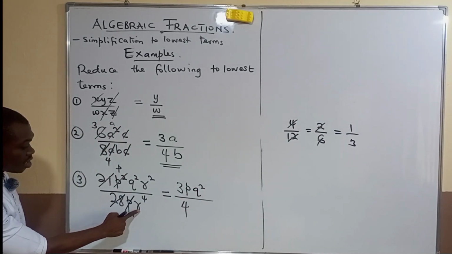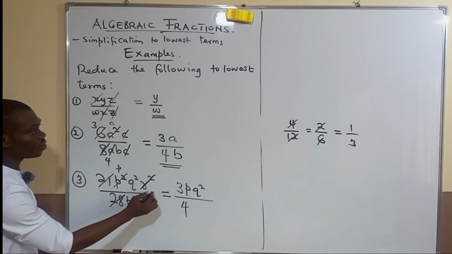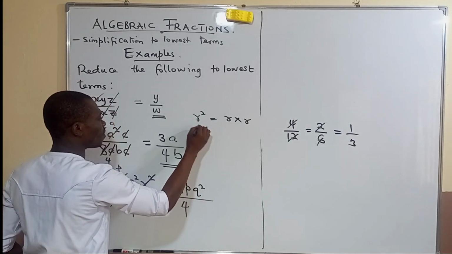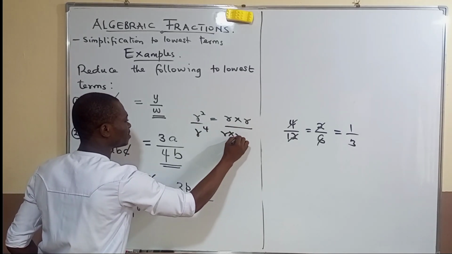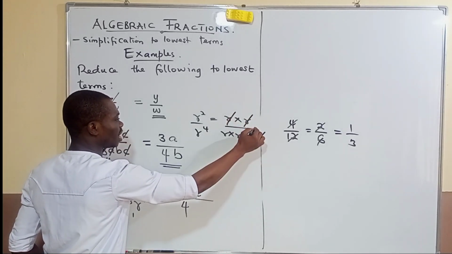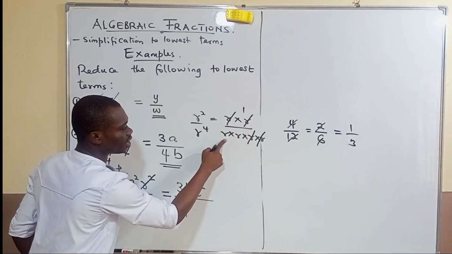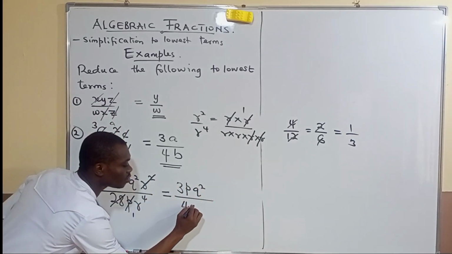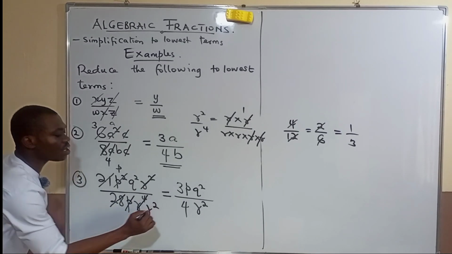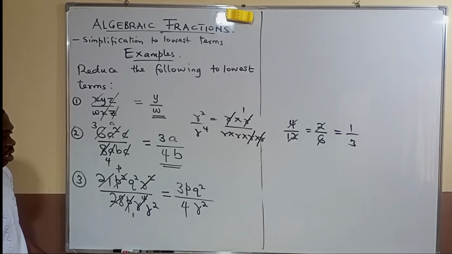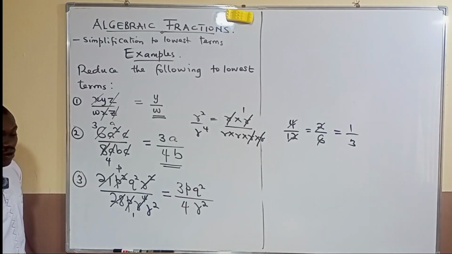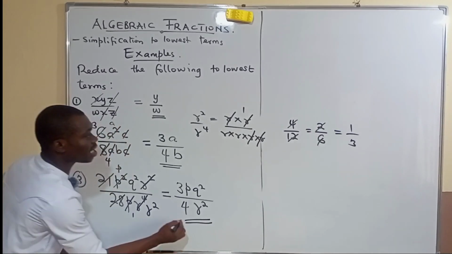Now for the R, R squared. Remember that R squared is the same thing as R times R, and R raised to the power 4 is the same thing as R times R times R times R. So this will cancel this, and you have only two left on top, while here you have 4. So R squared divided by R to the 4 will give you R squared. So that is giving us 3pq squared all over 4r squared as the answer here.